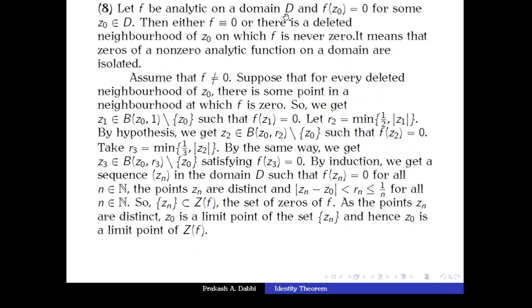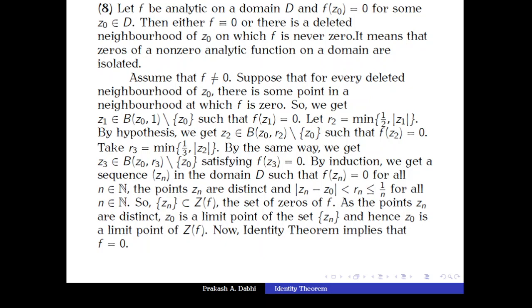And what is the hypothesis? We know that f is analytic on a domain D, and the set of zeros of f has a limit point Z0 which is in D, and therefore by the identity theorem f is identically 0. But we assumed that f is not 0, and therefore our assumption that in every deleted neighborhood there is a 0 of f is false, and that means there exists a deleted neighborhood of Z0 on which f is never 0.